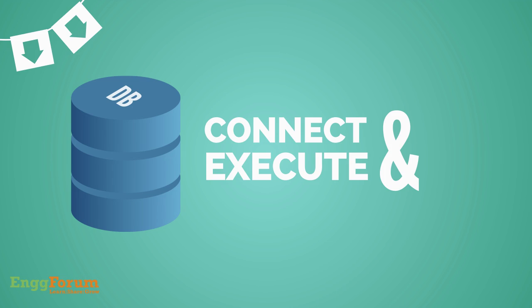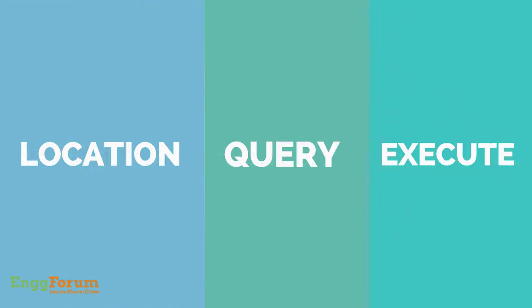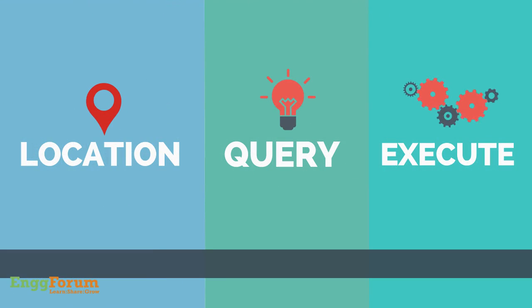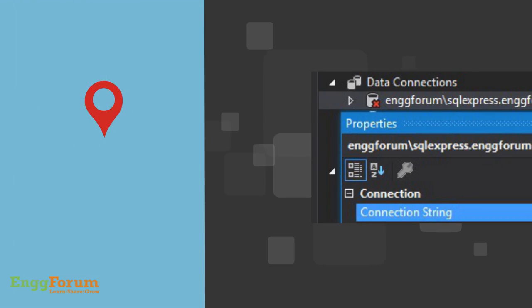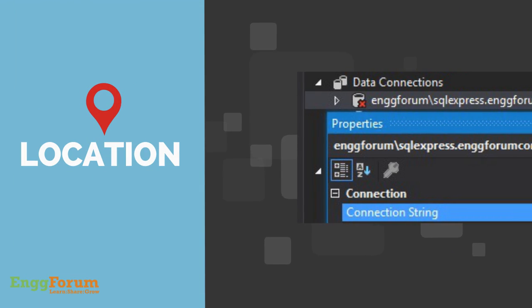In this unit, we will learn how to connect database and execute queries. Now, in order to connect and execute queries in SQL Server, we need to have three things. 1. Location of server. 2. Query to execute. And 3. Execute given query. First, we need location of server.